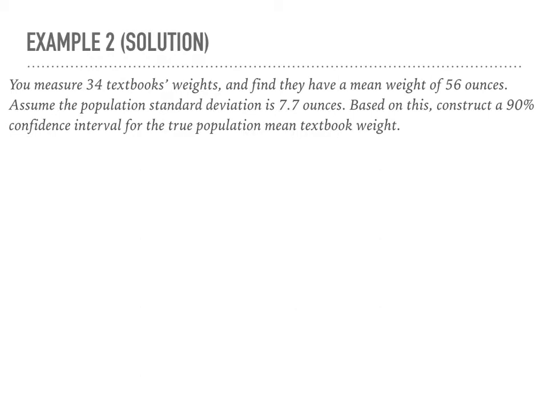So if you were to measure 34 textbook weights and find that they have a mean weight of 56 ounces and assume that the population standard deviation is 7.7 ounces, based on this, you could construct a 90% confidence interval for the true population mean textbook weight.